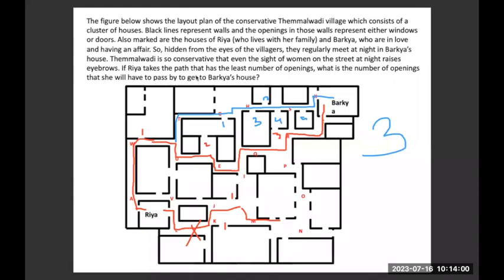Any doubts, any questions in this one? Most of you probably would have taken the other way, using the shortest route. Those people who have answered 5, you would have considered taking up a shorter route.